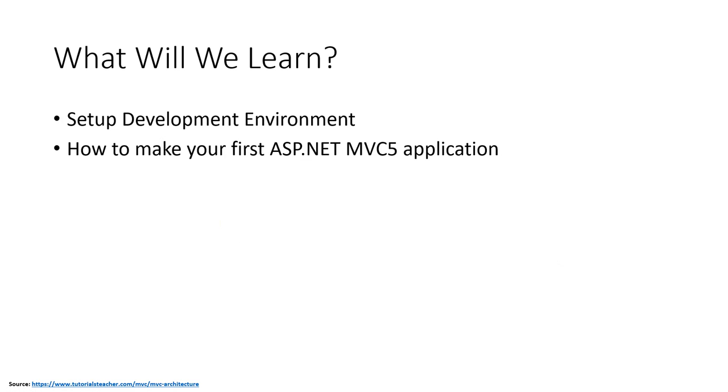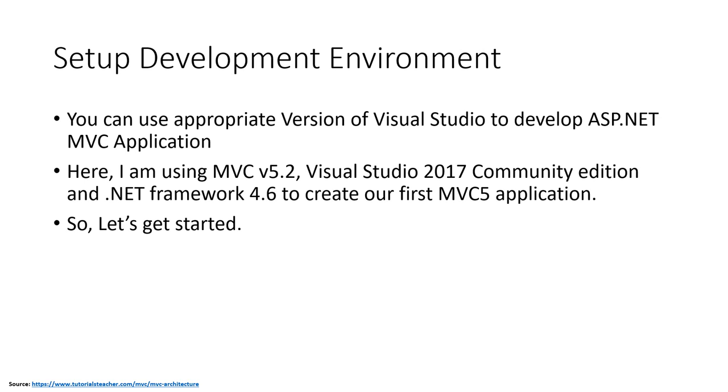So, in today's session, we will discuss how to set up the development environment and how to make your first ASP.NET MVC application. In order to set up the development environment, you can use an appropriate version of Visual Studio to develop ASP.NET MVC applications. Here I am going to use MVC version 5.2 with Visual Studio 2017 Community Edition and .NET Framework 4.6 to create our first MVC application.